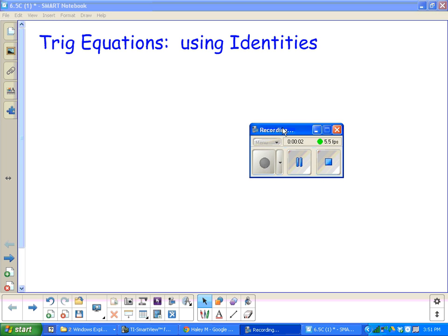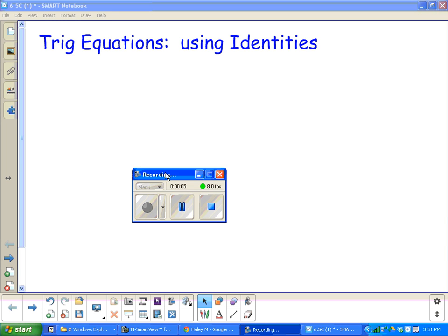Okay, for the last part of 6.5, really what we're going to look at is solving more trig equations, but we're going to be using the identities to get that done. So I'm going to go through some of the identities that you might use to bring out and solve some of these equations here.